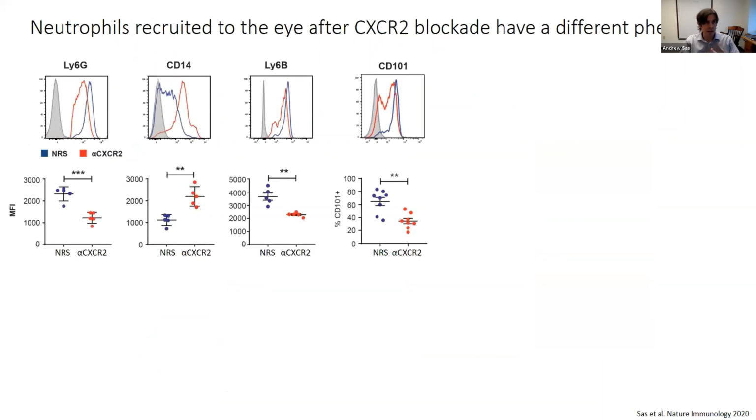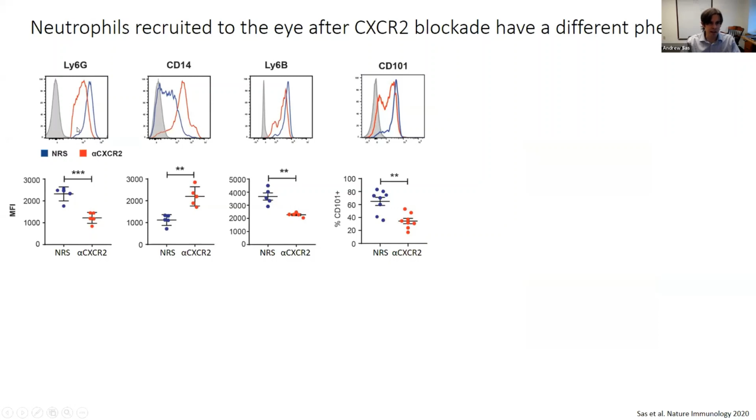We then did some more detailed flow cytometry to characterize these neutrophils and look at their expression of different neutrophil markers. We began with Ly6G, which is a classic neutrophil marker. The red line is the histogram for the anti-CXCR2 neutrophils, and the blue line is for the Zymosan with the control serum.